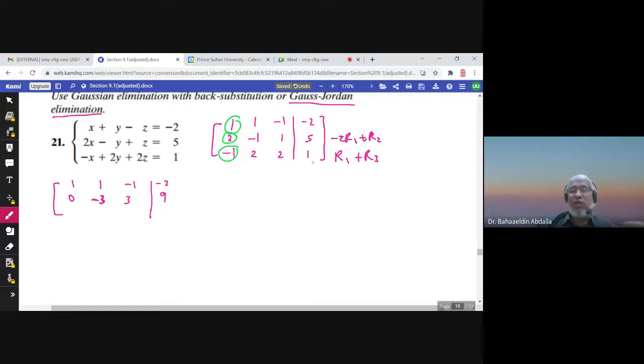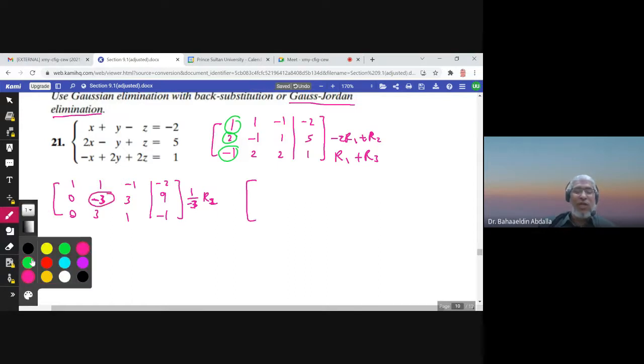Let us change row 3. R1 plus R3. 1 plus minus 1, 0. 1 plus 2, 3. Negative 1 plus 2, 1. Negative 2 plus 1, negative 1. Excellent. I finished working with the first column. Let us go now to the second column. Let me divide row 2 by negative 3, to make this number 1, because I need to make this number 1.